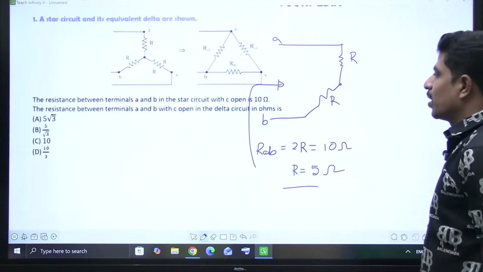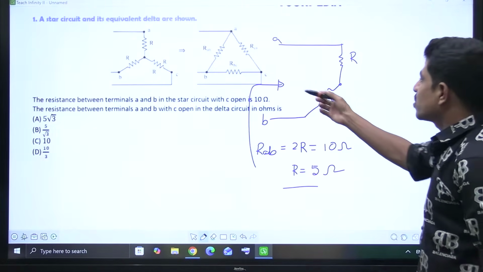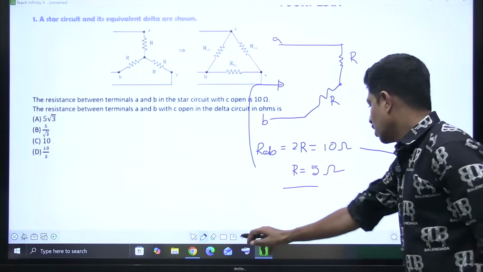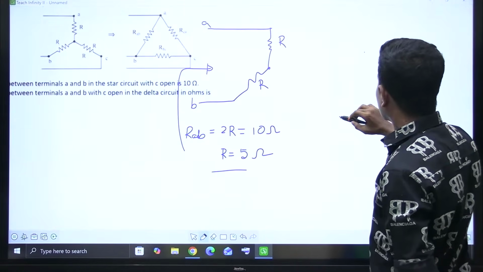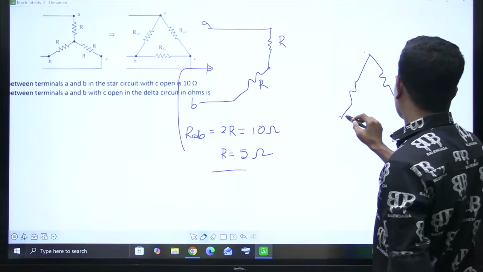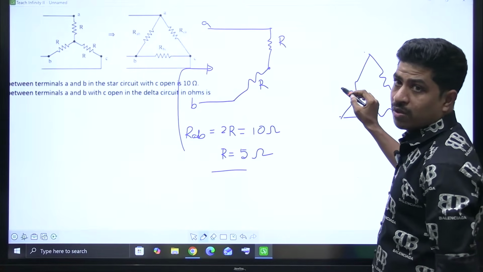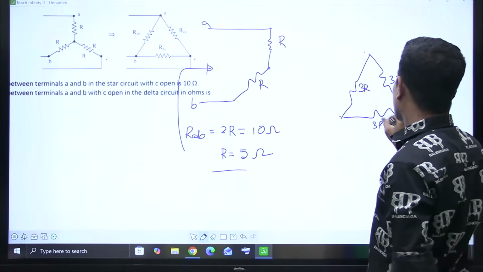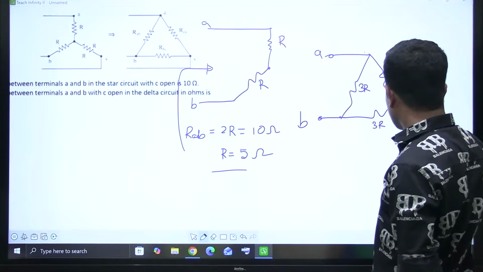The resistance between terminals A and B with C open in delta will be? He's asking about C open, but in delta, if you open C, something else is going to happen. He's asking us to convert that star to delta. This will be 3R, 3R, 3R. Now this is A, this is B. Between A and B with C open, nothing will happen.